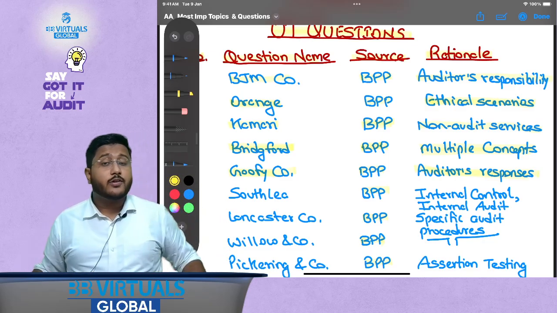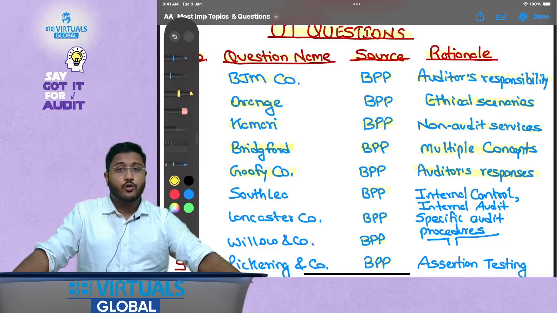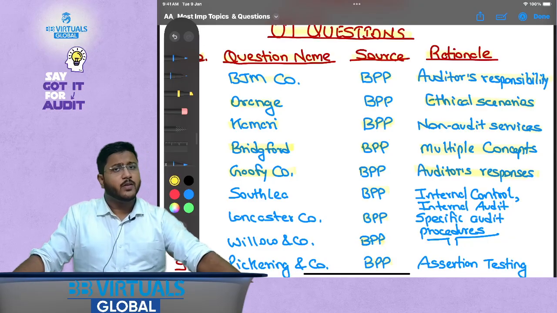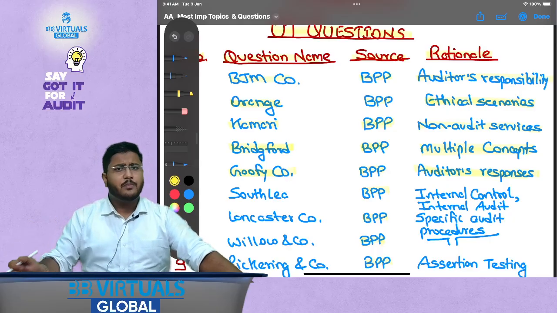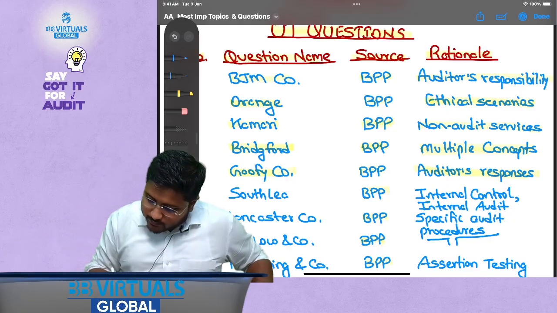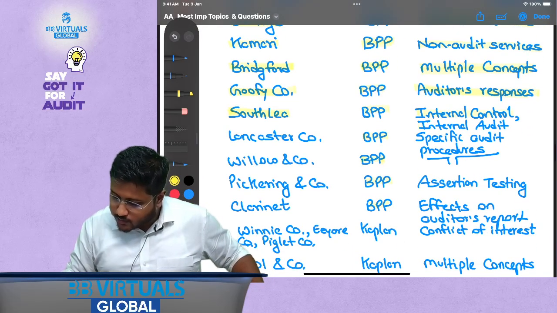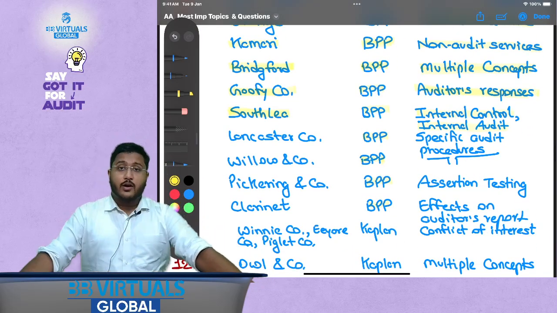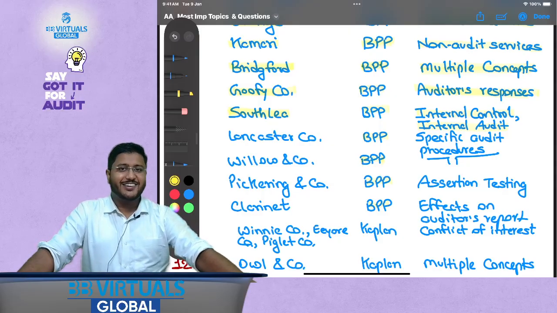See, the first one was the auditor's responsibility, but this one will talk about auditor's responses, that is, how the auditor needs to respond in a particular scenario. This is not particularly for one line of action, but this will cover multiple areas. Then Southly. This particular question will talk about internal controls and internal audit, which is one part where students generally do not solve the questions, and ACCA generally tests it also.